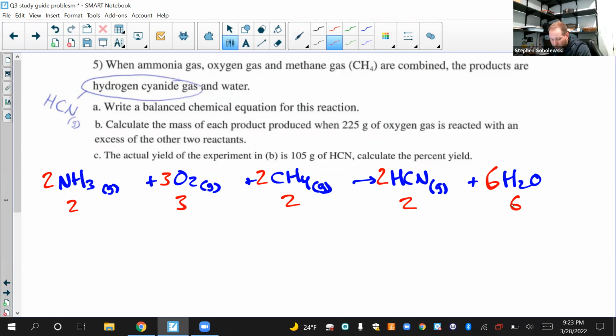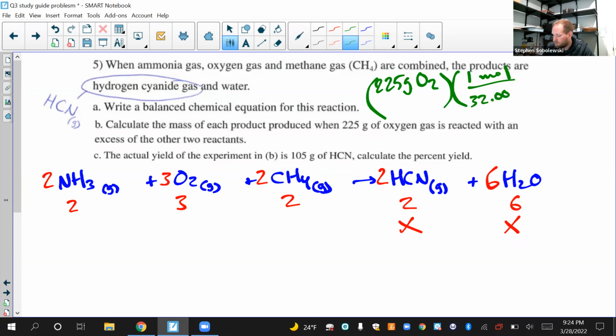Balanced equation is done. Part B, calculate the mass of each product produced. Remember, products are on the right side, so I'm looking for this and this. When 225 grams of oxygen gas react to an excess of the other 2 reactants. So 225 grams of oxygen gas, which is O2, not O, O2. So we turn this into moles using 32.00 grams, not 16, 32. So 225 over 32 is 7.03 moles of O2.